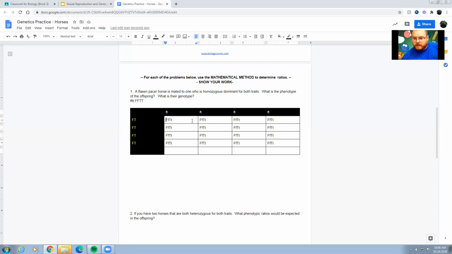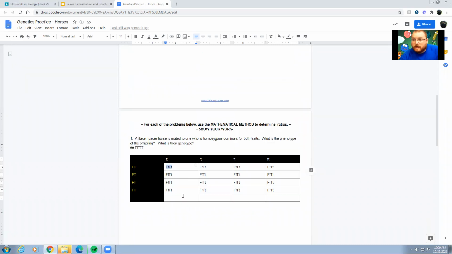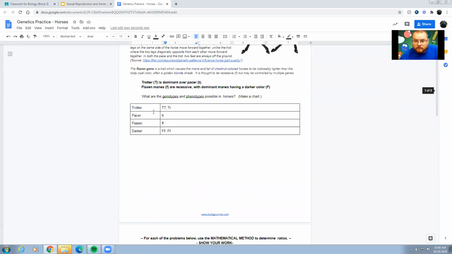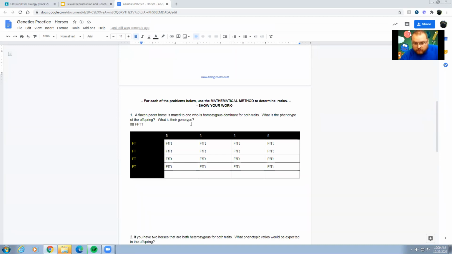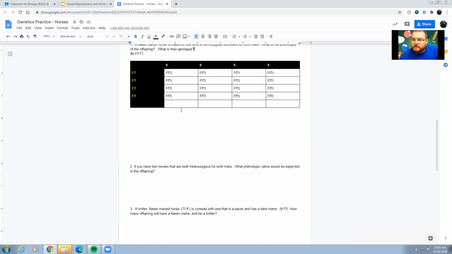So each of the offspring are going to be hybrids, but their genotype is different. Their phenotype is going to look like dad over here, but their genotype is going to be different. So their genotype would be big F, little f, big T, little t, which is heterozygous dominant. So these each would be trotters with a dark hair color, but they would be carriers for that recessive trait. So it's asking what is the phenotype of the offspring and what is their genotype. So we've done number one right here together.